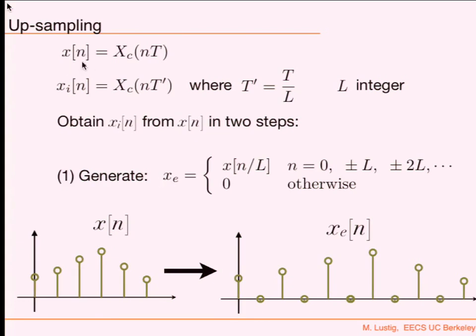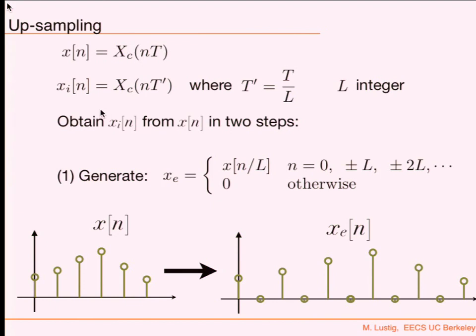Okay, we start. Originally we had x of n, which are samples at a sample interval of T. We sample at a particular rate, so x of n is really the evaluation of our continuous time signal at times n times T, where n is an integer.